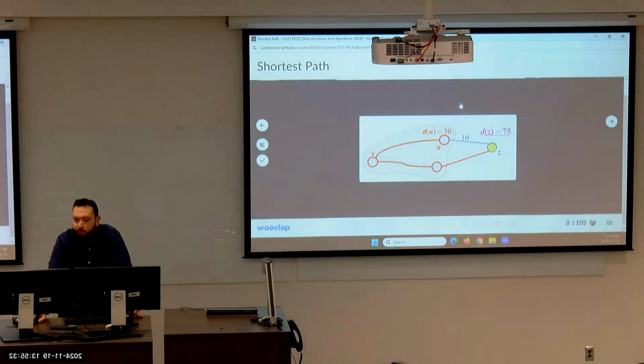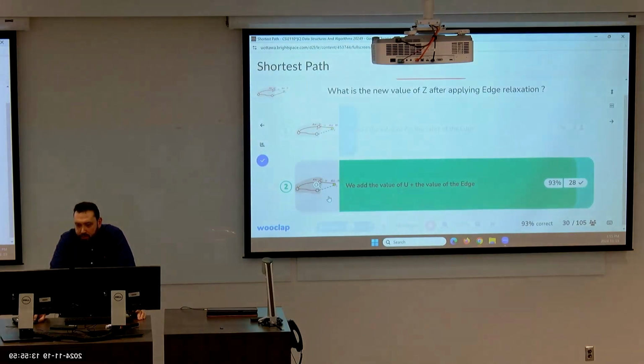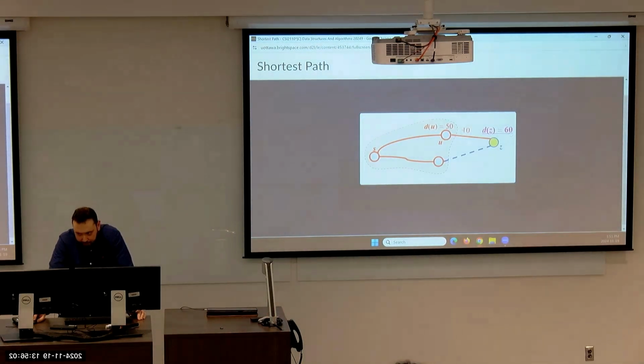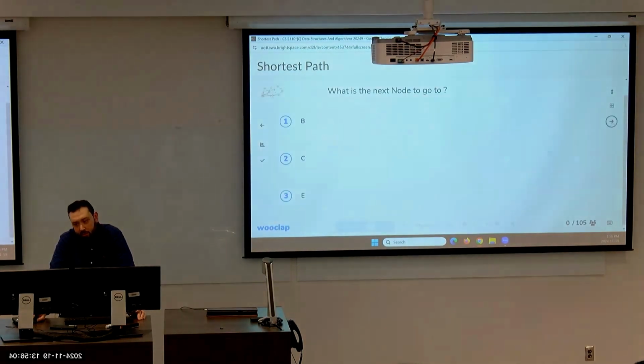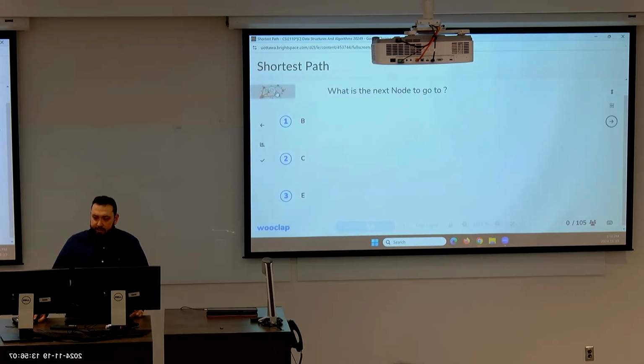You have this, which one are you going to choose? You want to apply the edge relaxation. So U is 50, Z is 75. Exactly, it's always going to be, of course, 50 plus 10, 60. That's the rule.